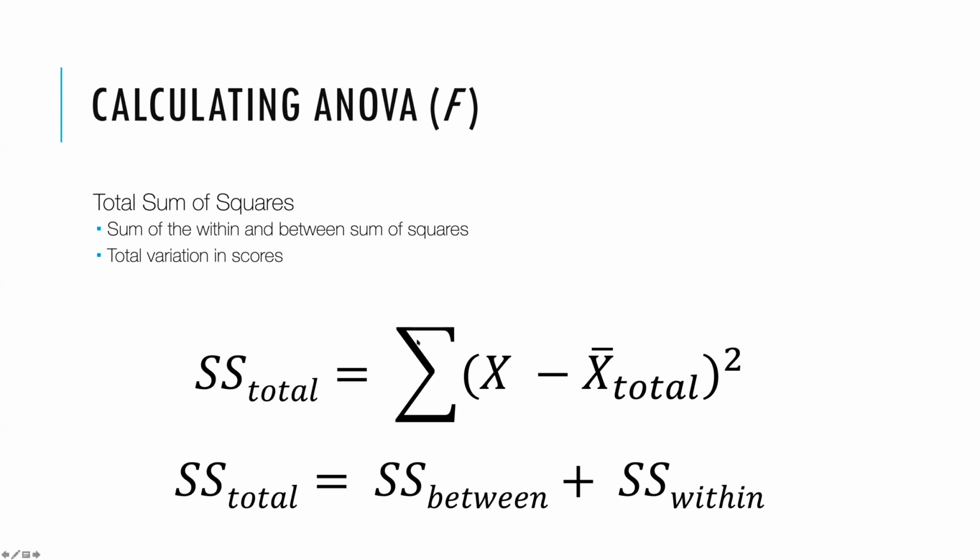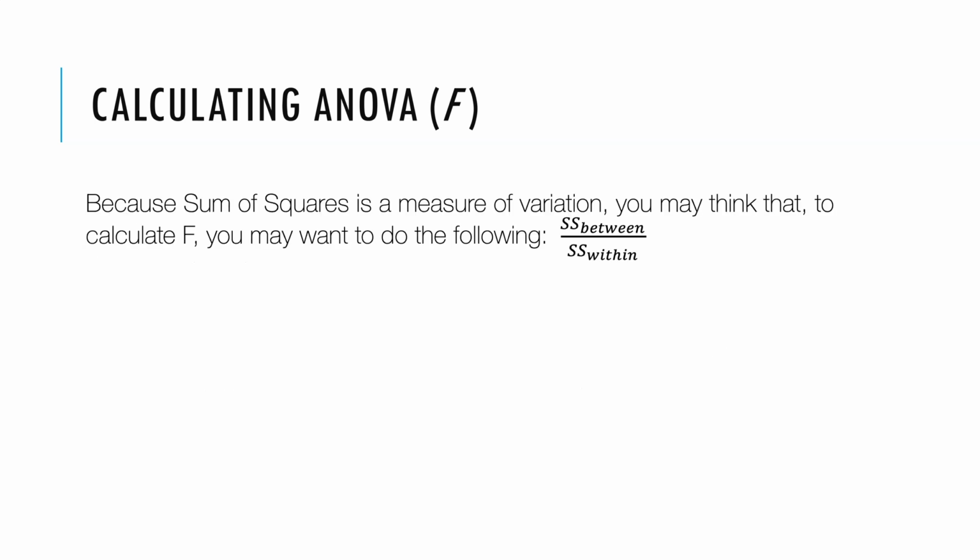Here's an actual calculation for how to get the total sum of squares. Each person's raw score minus the mean total. So remember, we have raw scores minus the mean of the group. We also have means minus the mean total, or the mean of means. But we can take a sum of squares total, which is each person's raw score minus the mean of means. So we calculated sum of squares between, sum of squares within, right?